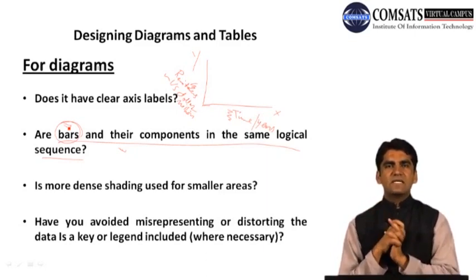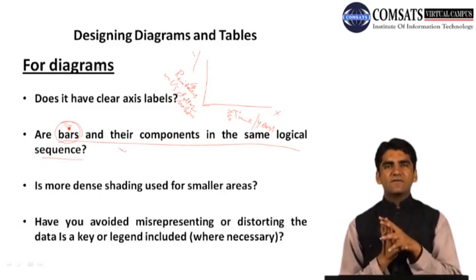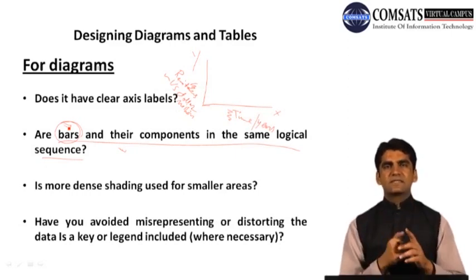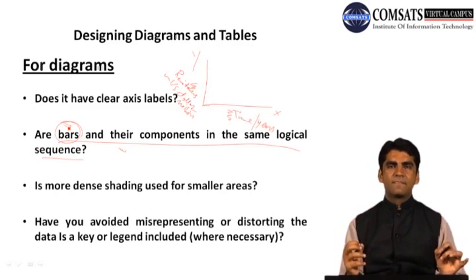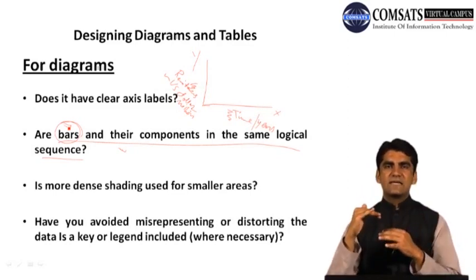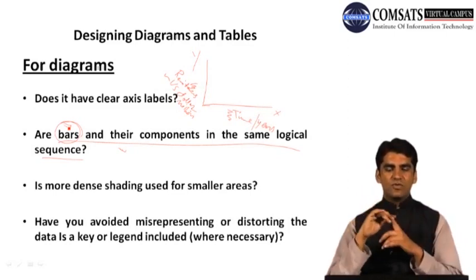I didn't focus on various diagrams or graphs, because you can make any of the diagrams, but these are the common mistakes that you have to label them. You have to make them so that they are in the same sequence. Is more dense shading used for smaller areas?